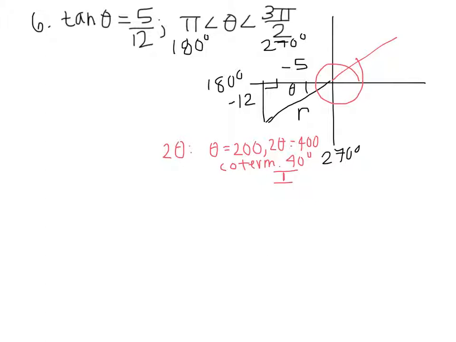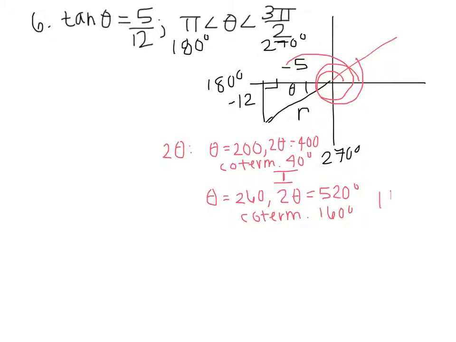Okay, but now if I take a larger theta, let's say I choose 260, that 2 theta is going to be 520 degrees, which is coterminal to 160, because it would start here, it would do a full revolution, and it would continue on to 160. So this value would end up in quadrant 2.